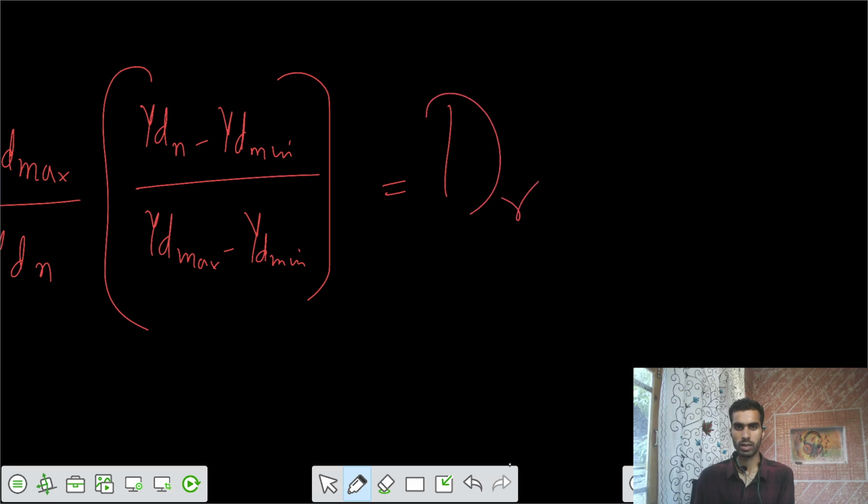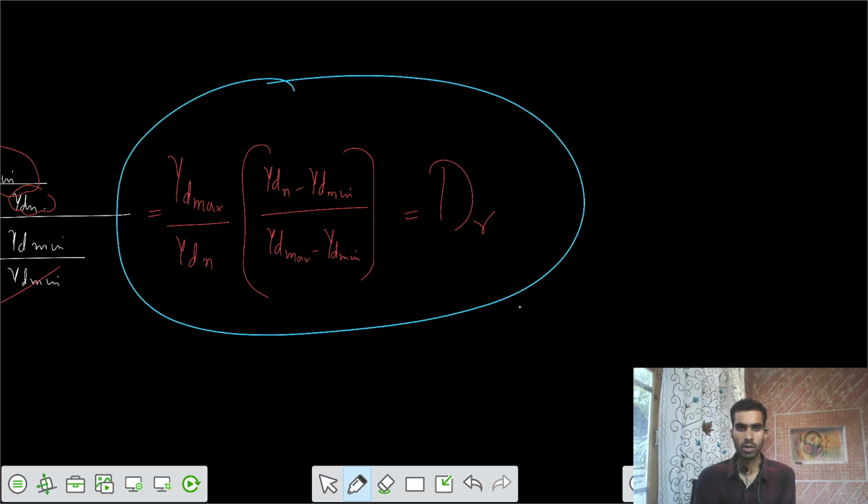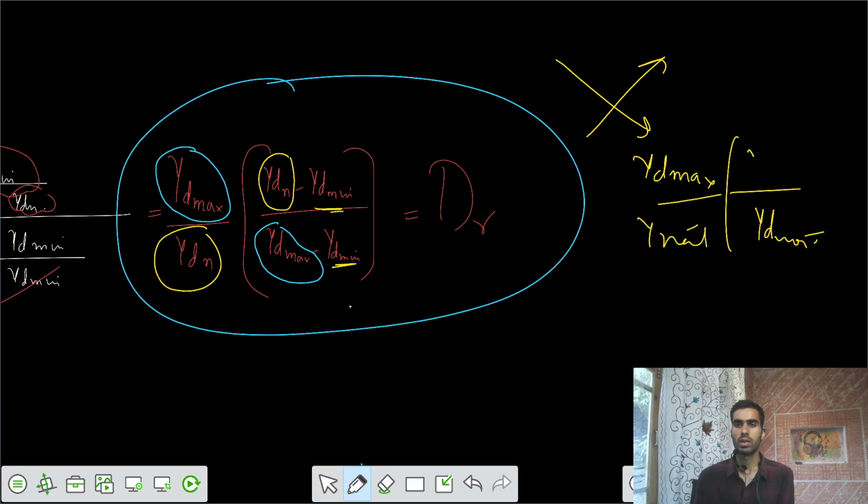So this is your final equation for relative density. We have gamma d max in the numerator, and the same value is also in the denominator, and gamma d natural is also repeated, so we can remember it this way: relative density equals gamma d max divided by gamma d natural, times gamma d natural minus gamma d min divided by gamma d max minus gamma d min. That's your equation.